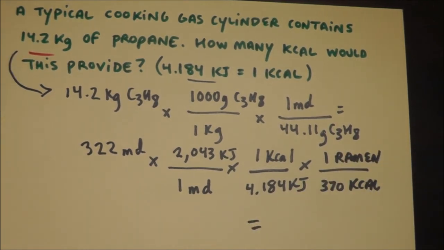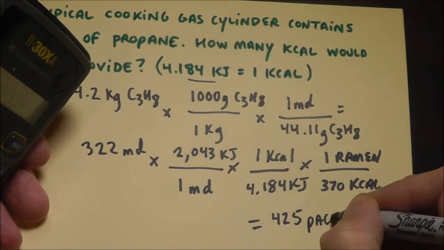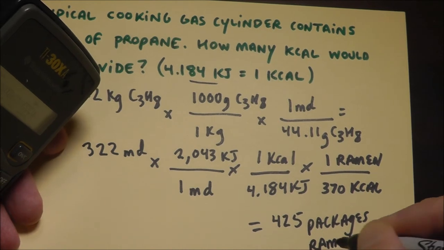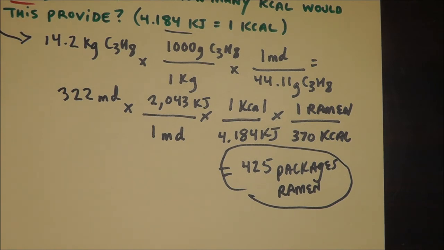How many ramen noodle packages would that be like burning? 322 times 2,043 divided by 4.184 divided by 370. That would be 425 packages of ramen noodles. And I'm sure propane burns cleaner than that, but if you could provide enough oxygen to make that happen, that would be over 400 packages of ramen noodles.